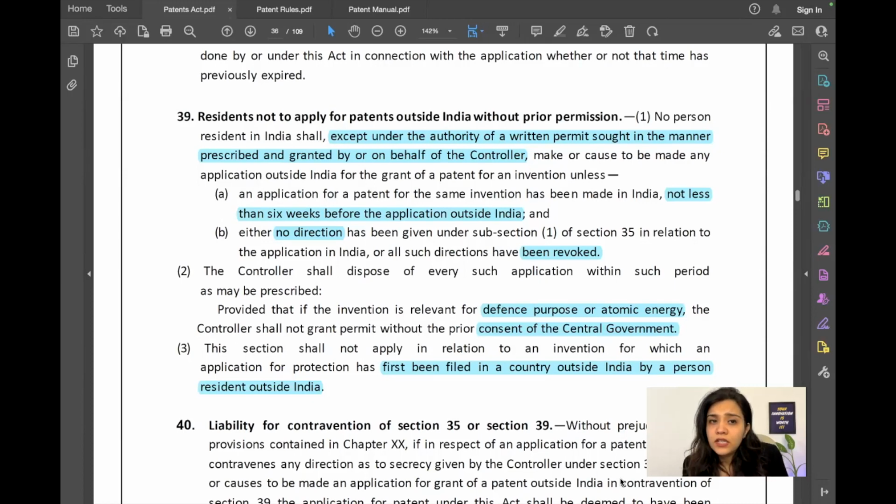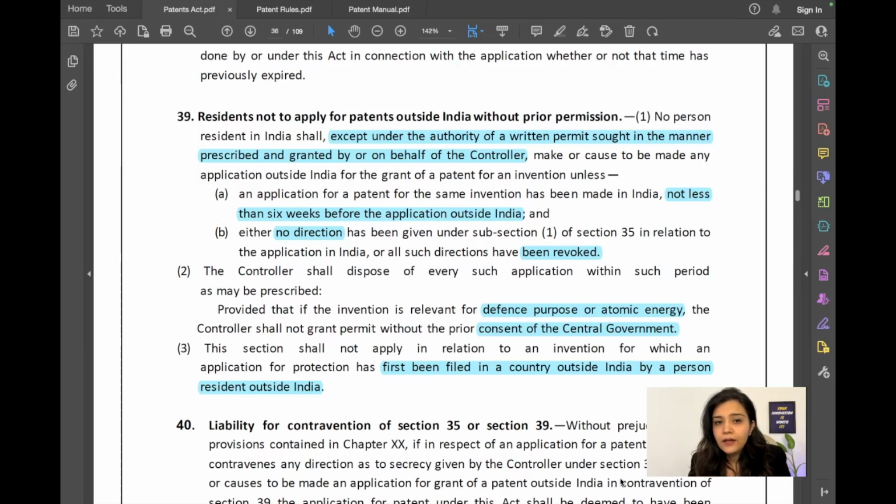No person resident in India shall, except under authority of a written permit sought in the manner prescribed and granted by or on behalf of the controller, make or cause to be made an application outside India for grant of a patent for an invention, unless an application for a patent of the same invention has been made in India, not less than 6 weeks before the application outside India. So, what does this mean?